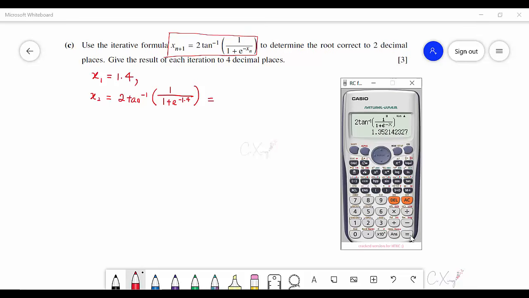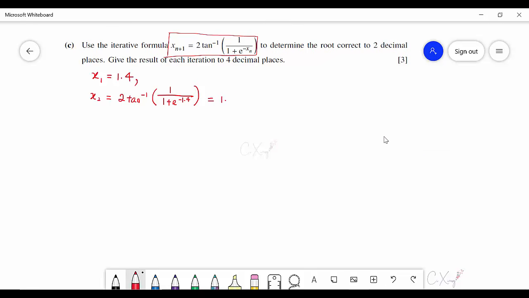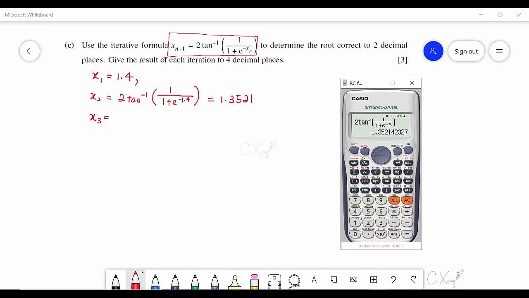Okay, so after I press the equal sign, I get the value 1.3521, to 4 decimal places. So I'll write it here, 1.3521. So that's my second value for x. All right, then now I want to continue the iteration until I get the repeated value for 2 decimal places. Okay, so let me continue again.